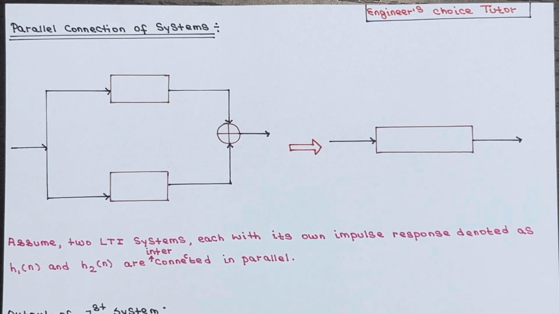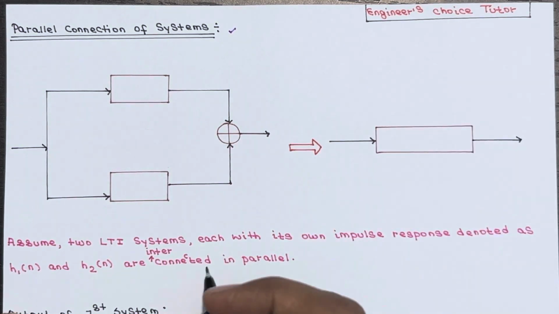We will start the discussion about interconnection of discrete time systems. Smaller discrete time systems may be interconnected to form larger systems. Two possible basic ways of interconnection are cascade connection and parallel connection. In this lecture we will talk about parallel connection of discrete time systems.